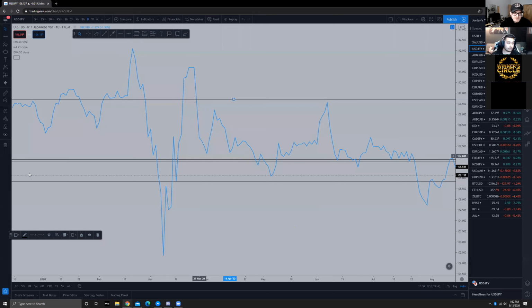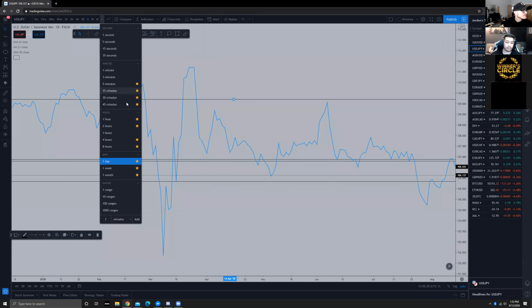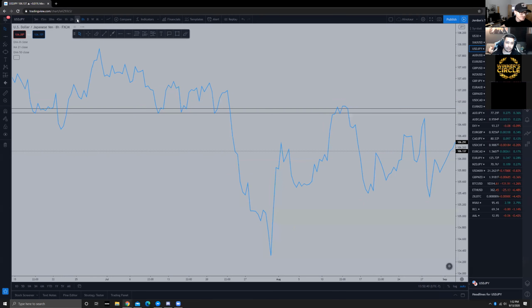How to change time frame in TradingView? Right here, up here, you can have it. These are the ones that I use the most. This little drop down, you can add different ranges. If you wanted to use a 6-hour one, you just put it right here, 6 hours, add, and then you've got a little star, and then they show up right here. So this is how you change the time frames.